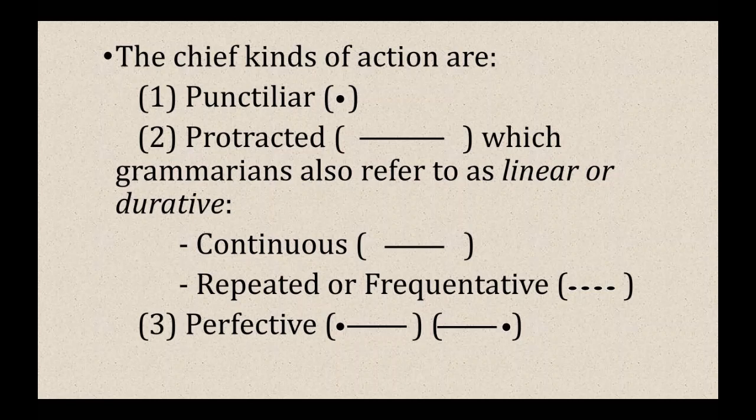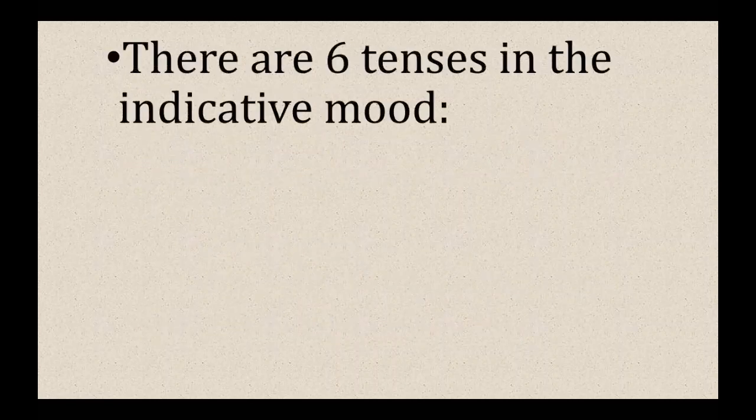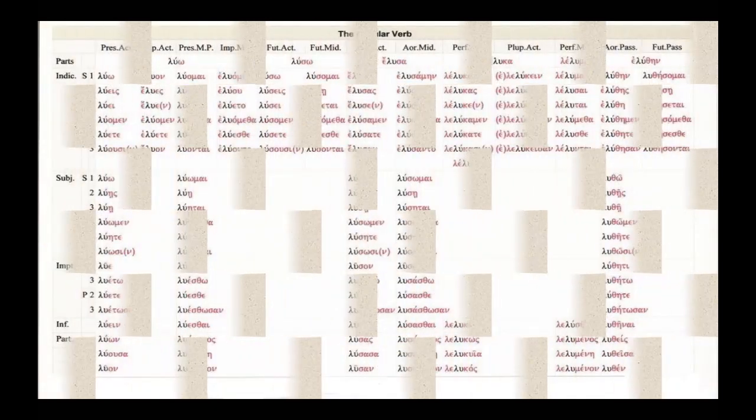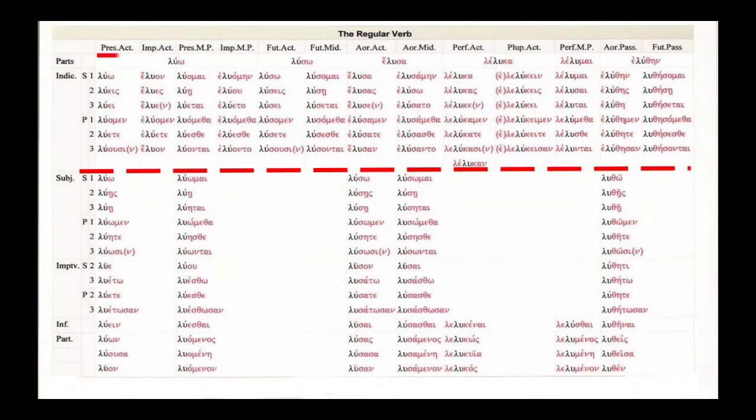Then there are 6 tenses in the indicative mood. So if you look at your chart, essentially you have 6. You have the present, the imperfect, the future, the aorist, the perfect, and the pluperfect. There's a future perfect and so on, which existed in the language, but we don't find it in the New Testament, so I've left it out. So essentially there are 7, but you're not going to run across it, so why learn it?